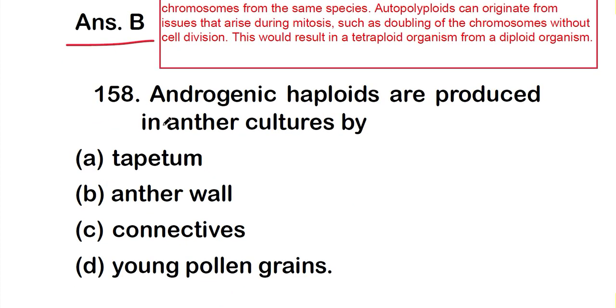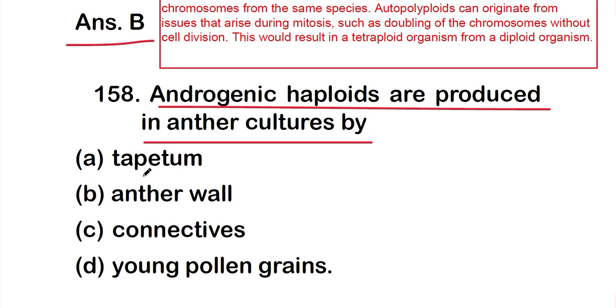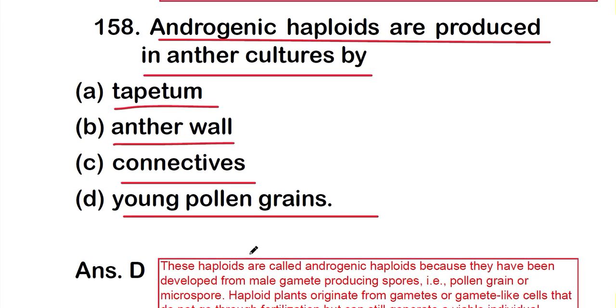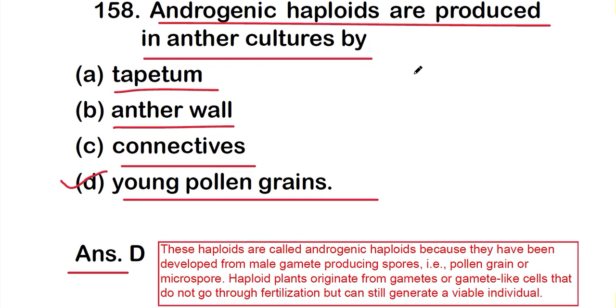So let's move on to another one, that is androgenic haploid are produced in anther culture by option A tapetum, option B anther wall, option C connectives, option D young pollen grains, and the right one is option D, that is young pollen grains. So androgenic haploids are produced in anther cultures by young pollen grains.